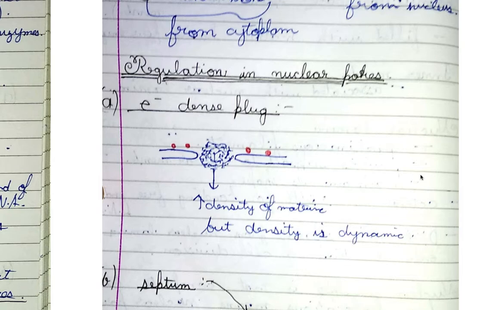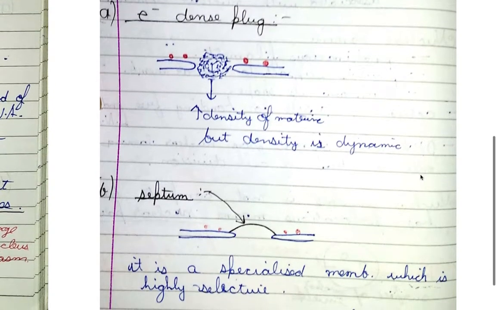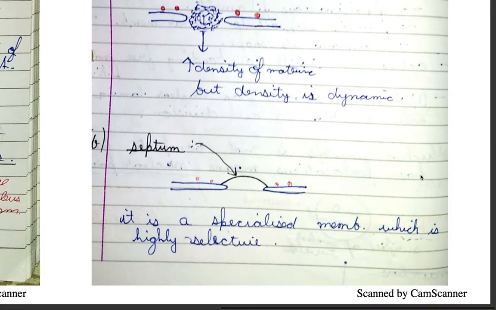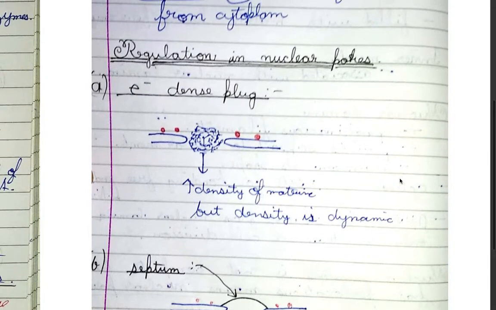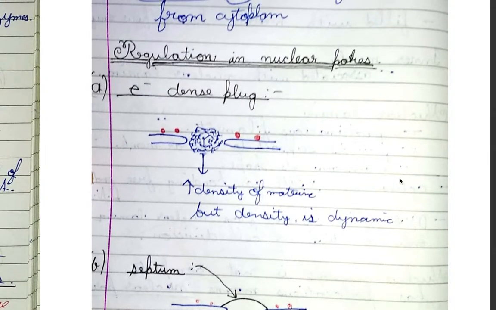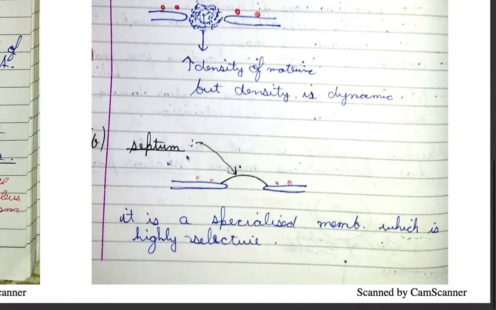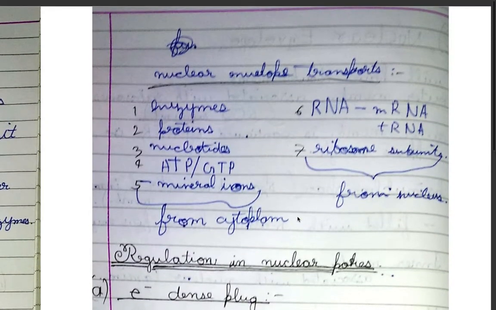Regulation of nuclear pores. Three types of regulation of nuclear pores are there. Number one, electron dense plug. It is nothing but a density of matrix that is very high, so only small particles are allowed to pass through it. The second is septum. The septum is a highly specialized membrane which is highly selectively permeable, very highly selective. And it also helps in the regulation of nuclear pores.